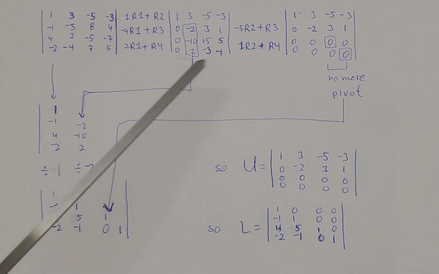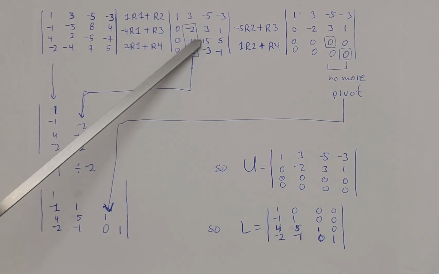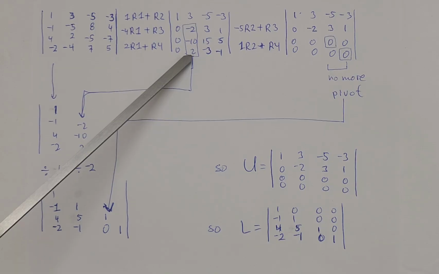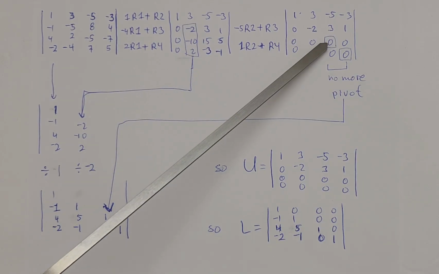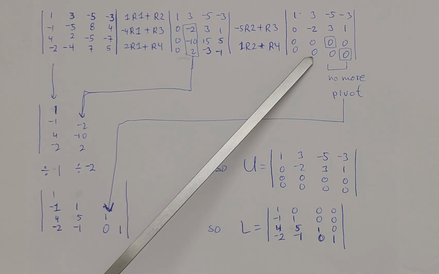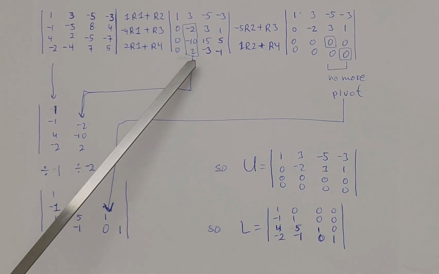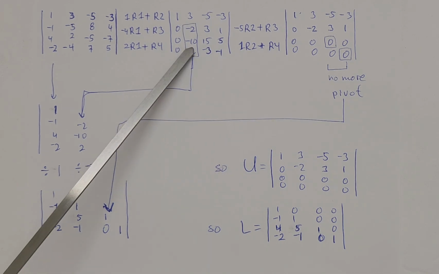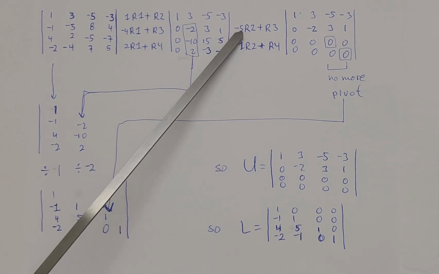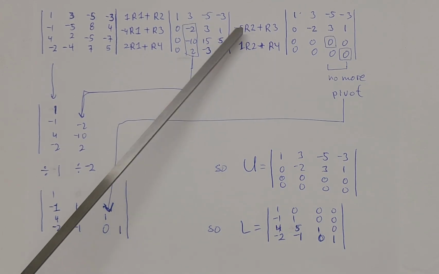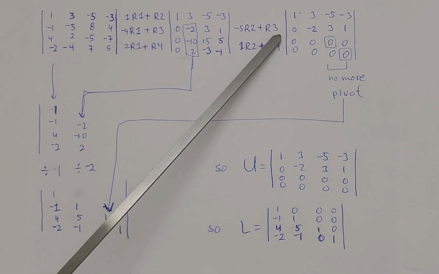Okay, next we need this 2 right here to be a 0. So we need this -10 and this +2 to be 0, 0 here and here. To get that 0, we need to multiply by -5. To get this 0, we just need to multiply by +1. So -5 times R2 plus R3.